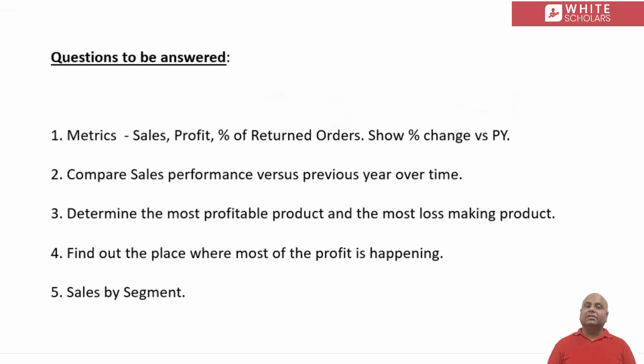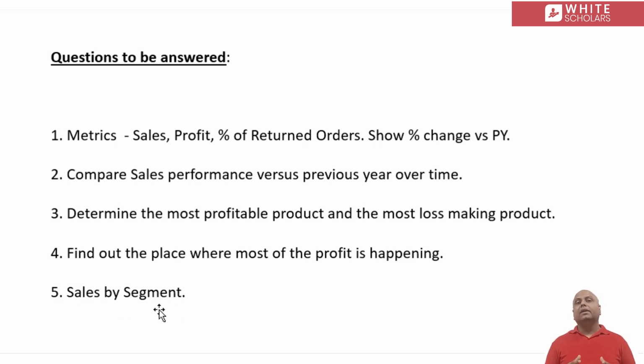Now let's move to the questions to see what all columns we should keep. For question 1, to build the metrics, we need sales, profit, and returned orders, or the order ID. For question 2, to analyze sales performance versus previous year over time, we need a date column. So order date is required. Question 3 talks about profitable product, so we require the columns which deal with product. Question 4 talks about places, so we need the geographical columns. And for question 5, for sales by segment, we require the segment column.